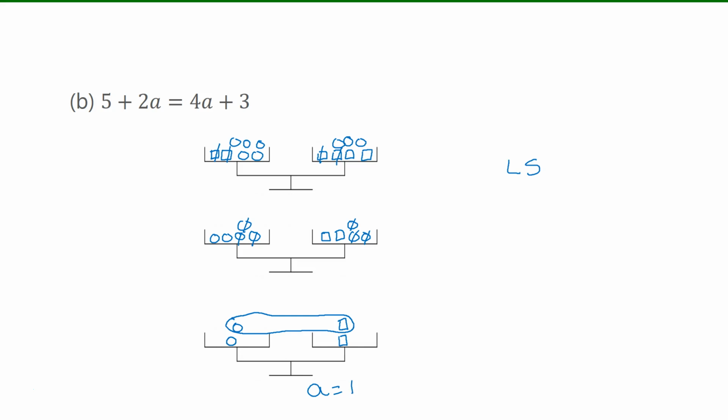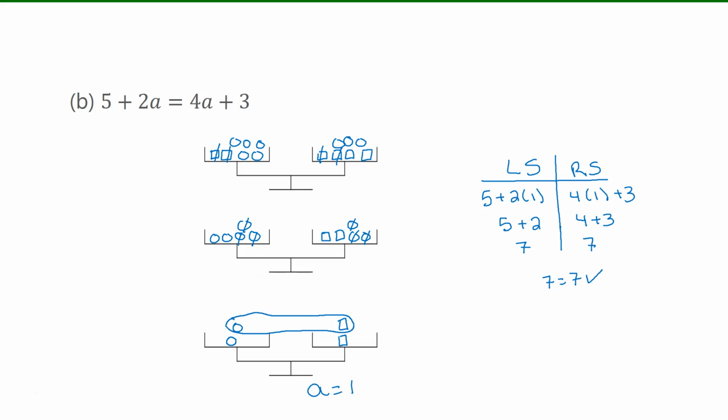Now to verify this, we set up this chart and replace a with 1 on the left side of the equation and also the right side. And work it out, and hopefully the left side and right side are equal. So on the left side we'll have 5 plus 2, which is 7. And on the right side we'll have 4 plus 3, which is also 7. So since 7 equals 7, we verify the solution.